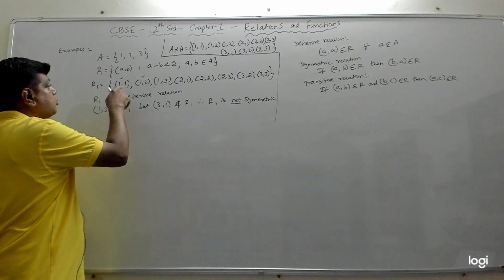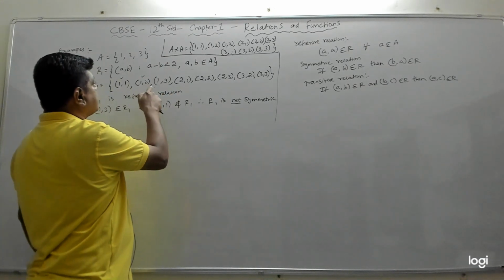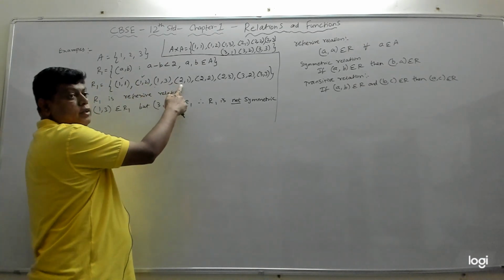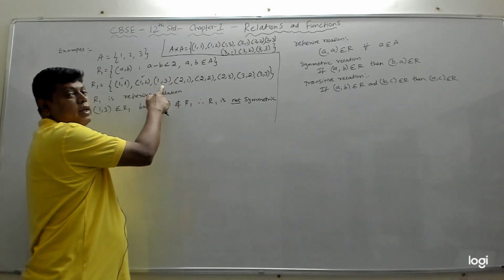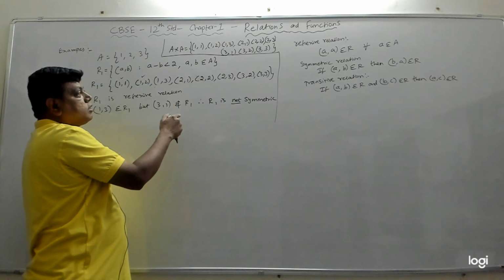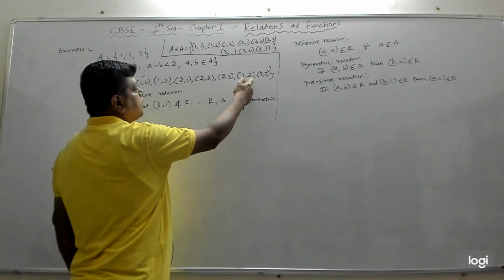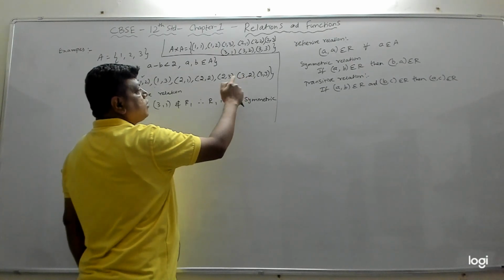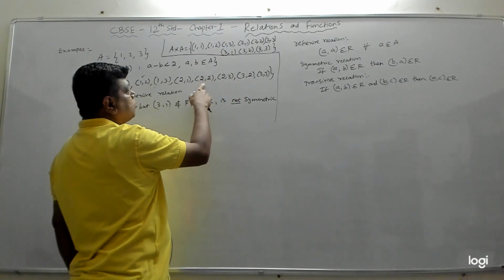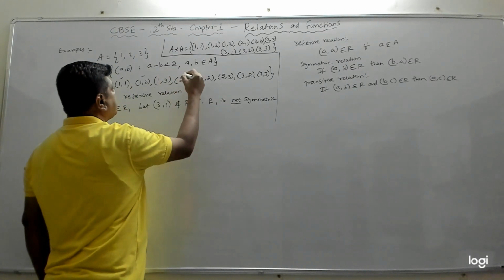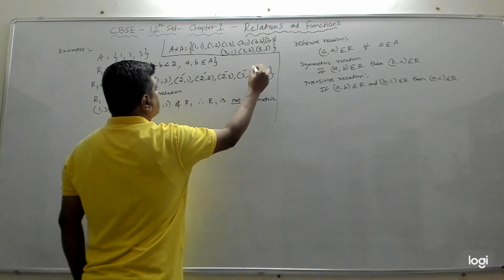Therefore, even if it fails for one of the elements, we will say it is not symmetric. We may say that it is true for this. If you take 1 comma 2, 2 comma 1 is there. It is true for this element, but for this element it is failing. 1 comma 3 is there, 3 comma 1 is not there. If you take 2 comma 3, the reverse is 3 comma 2. It is okay for these two elements. 2 comma 2, the reverse is 2 comma 2. So this is also okay. All these are okay.